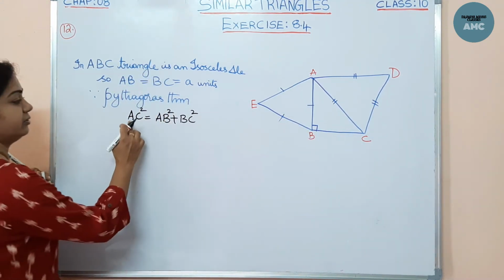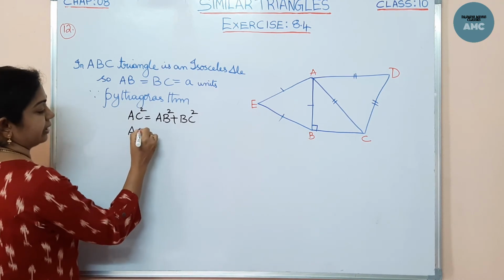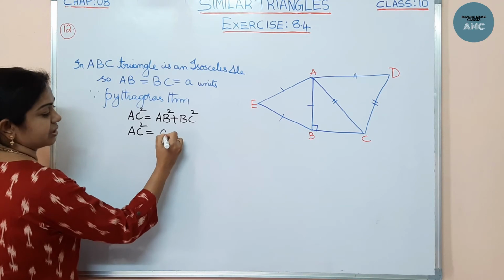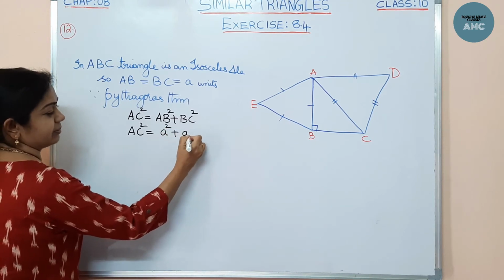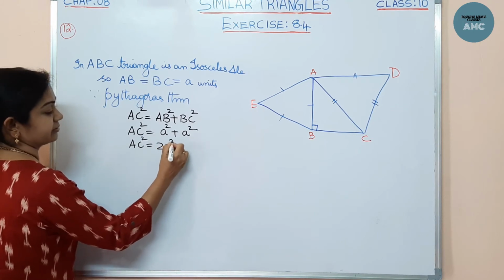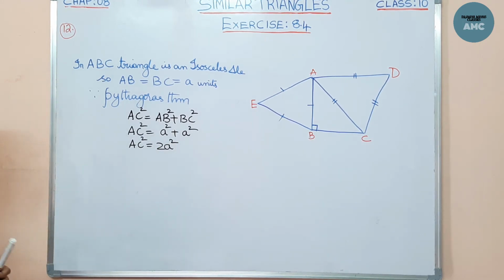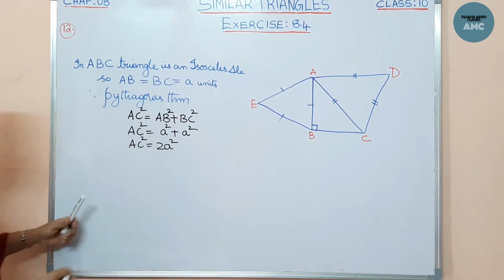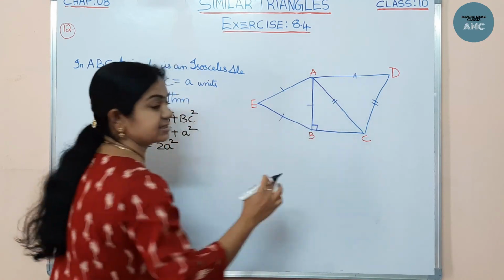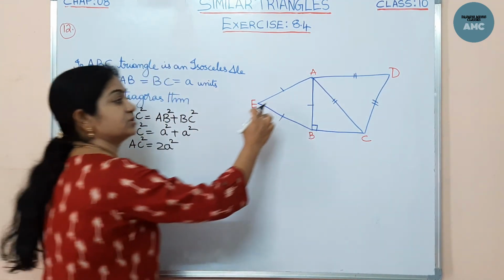Now how do I get AC square? AC square is equal to, since isosceles, these two sides are A and A, so A square plus A square. So AC square comes to 2A square. Now AC is equal to root 2 A, we can also write. Now the question asks to find the ratio of these two similar triangles.